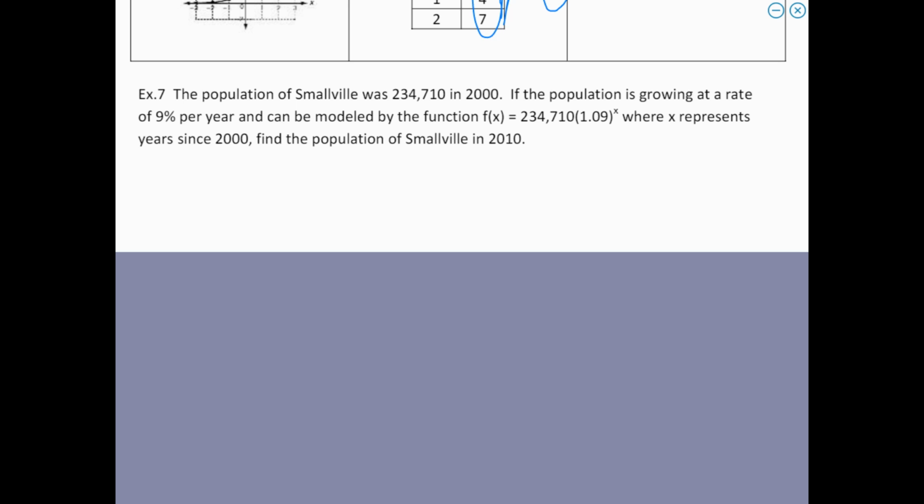So it looks like this. If you don't have it, this is my last one. Okay, look at that example number 7.